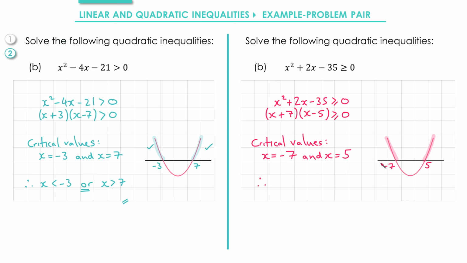The first one to the left of -7 is x is less than or equal to -7. Second region is anything to the right of 5, which is x is bigger than or equal to 5, and don't forget to link them with the word or. And that's our answer.